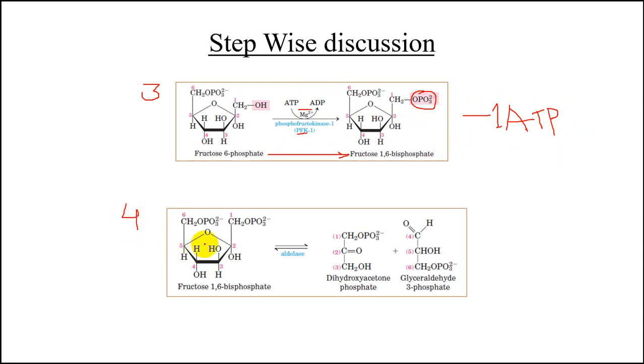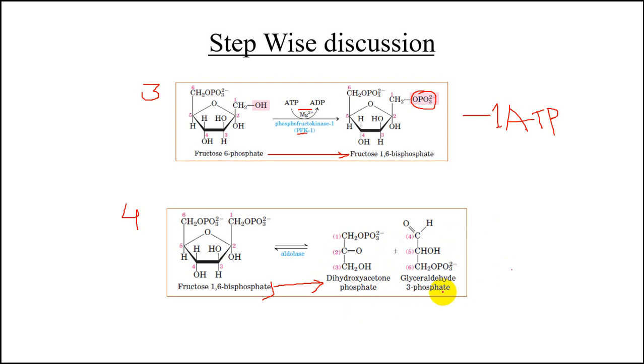Now comes the fourth step. The fructose 1,6 bisphosphate, with the help of aldolase, splits into two sugars. Two sugars we can see here, dihydroxyacetone phosphate and glyceraldehyde 3 phosphate. Okay, DHAP and GAP are the short forms. So the aldolase splits it into two sugars, DHAP and GAP. So this fructose 1,6 bisphosphate 6 carbon chain is converted into two different carbon chains.